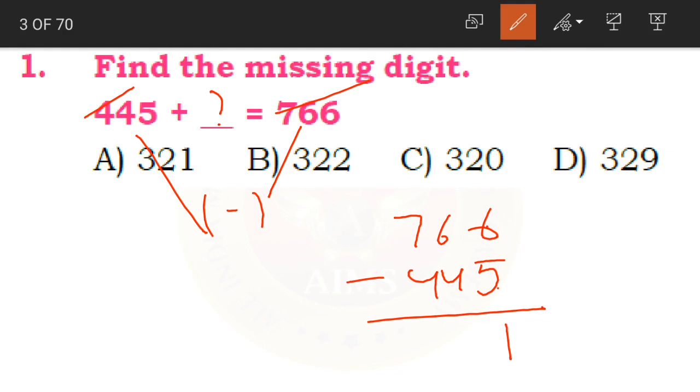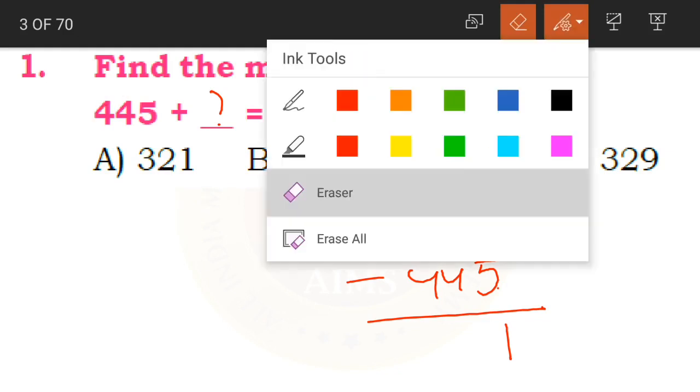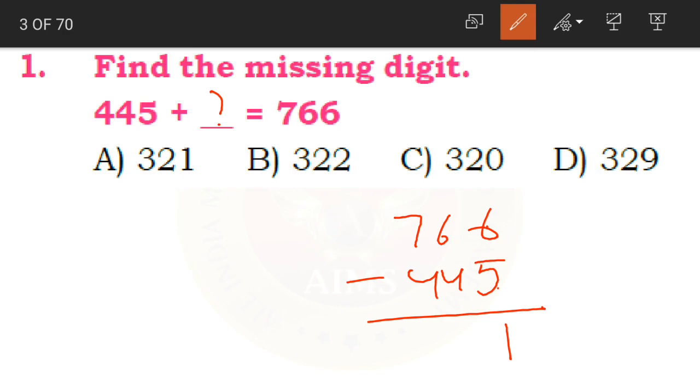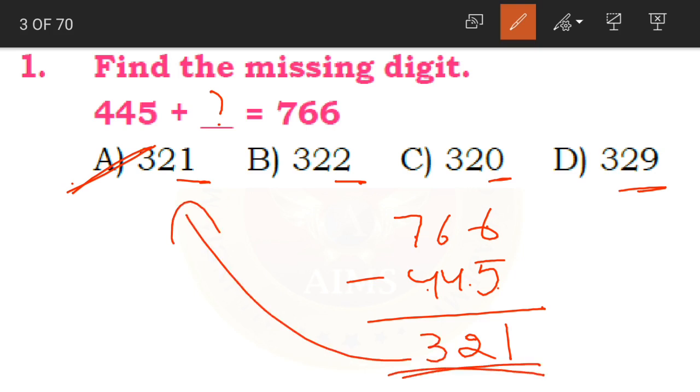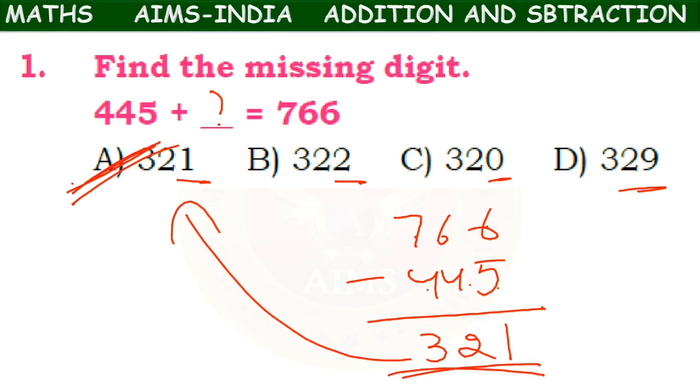6 minus 5 is 1. See children, what did we get? 6 minus 5 is 1. Now if you look at the given options, which option has 1 in the units place? Option A. So option A will become our right answer. Even without solving it completely, we can say that option A is the correct answer. Now let us see. 6 minus 4 is 2, 7 minus 4 is 3. Yes, so 321. Option A is the correct answer.